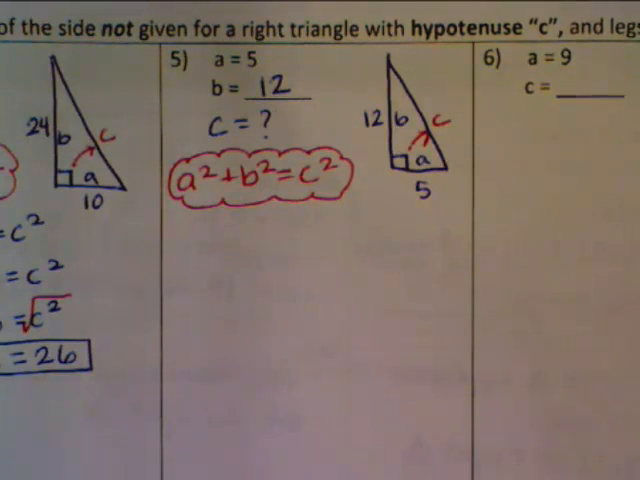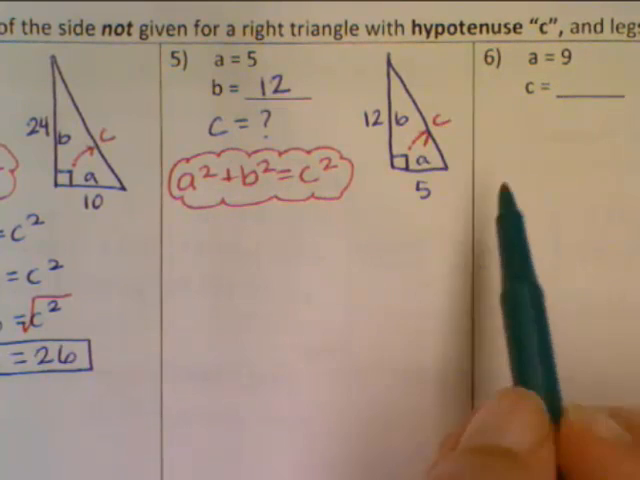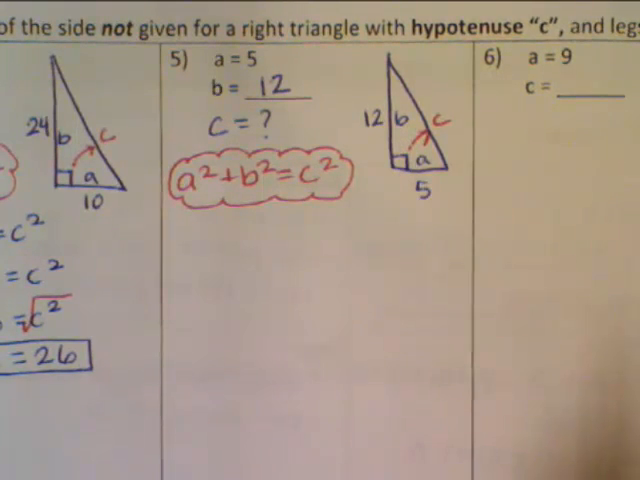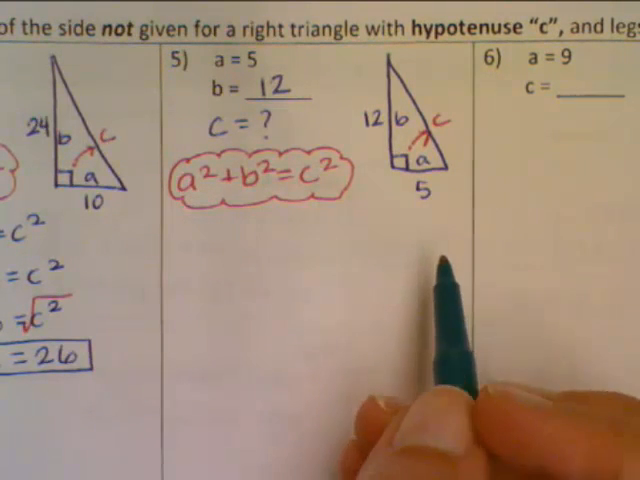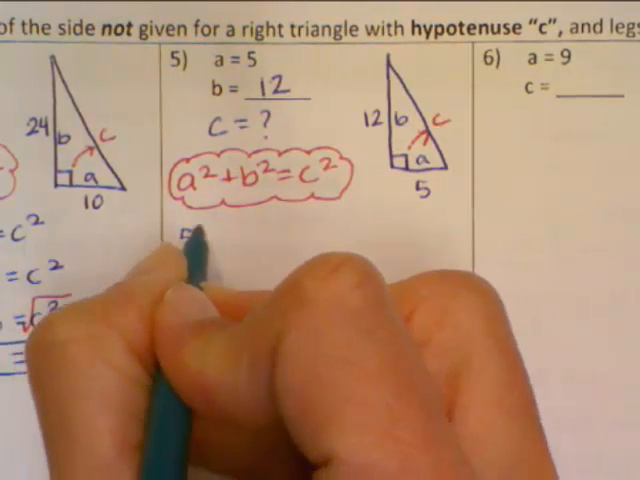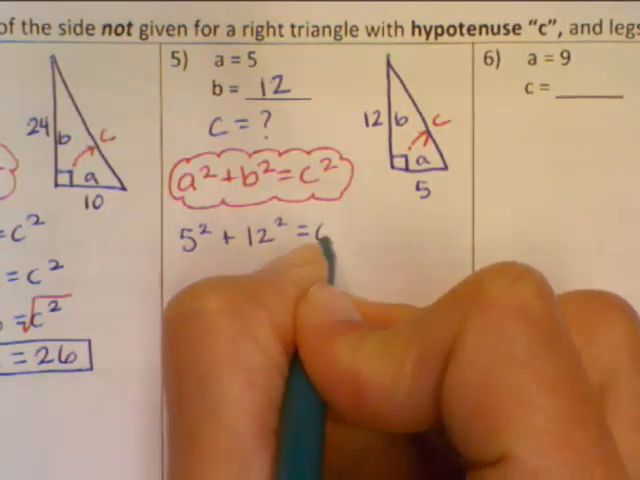Okay, so we were given the two legs again, A and B. We're looking for the hypotenuse, and I just made my longer one 12 because 12 should be longer than 5. Then I've written out the Pythagorean Theorem, and we can substitute our values in. Our A is 5, so we'll have 5 squared. B is 12, plus 12 squared equals C squared.